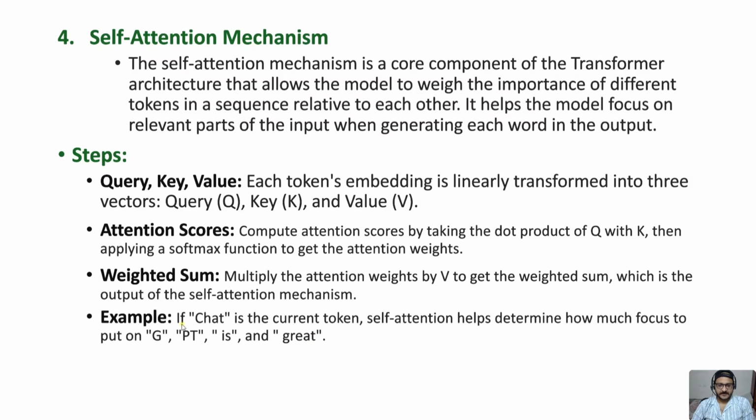So if you see the example, chat is the current token. Self attention helps determine how much focus to put on GPT is and grade. So in a self attention mechanism, basically we are calculating the weightage of each token, and based on the importance, or based on the weightage, it will start passing those tokens to the next layer.